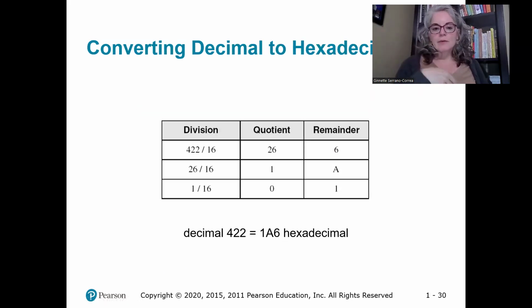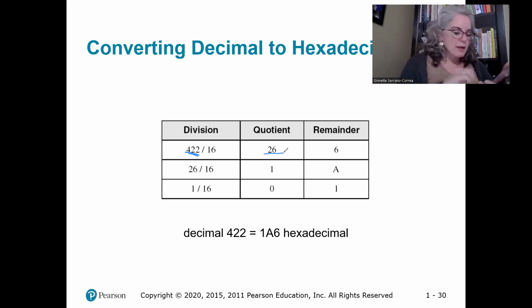So now we're going to go the other way. We're going to take a decimal number and convert it to hex. So if you've converted from hex to decimal, you can check your work by going backwards, right? So if this is the decimal number, 422 in decimal, base 10, you just divide it to convert to hex. Hex is base 16, so divide by 16.